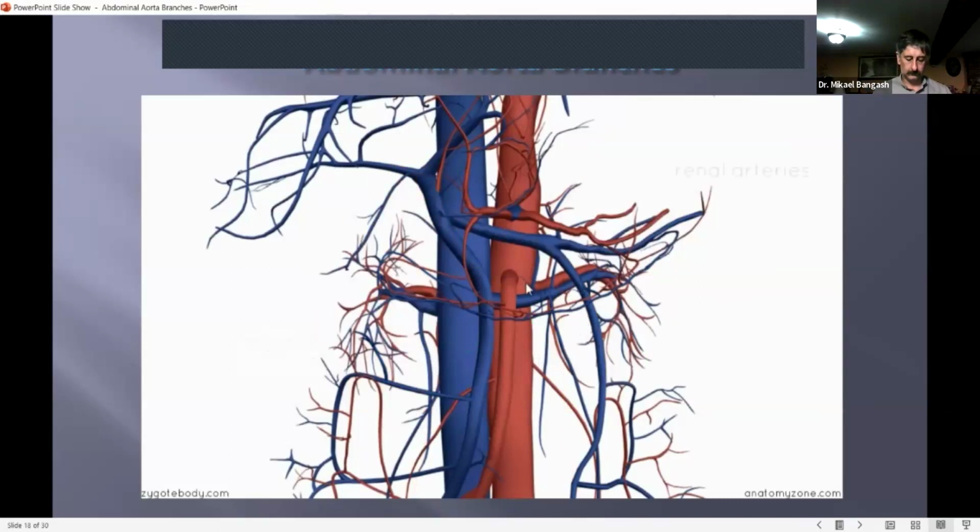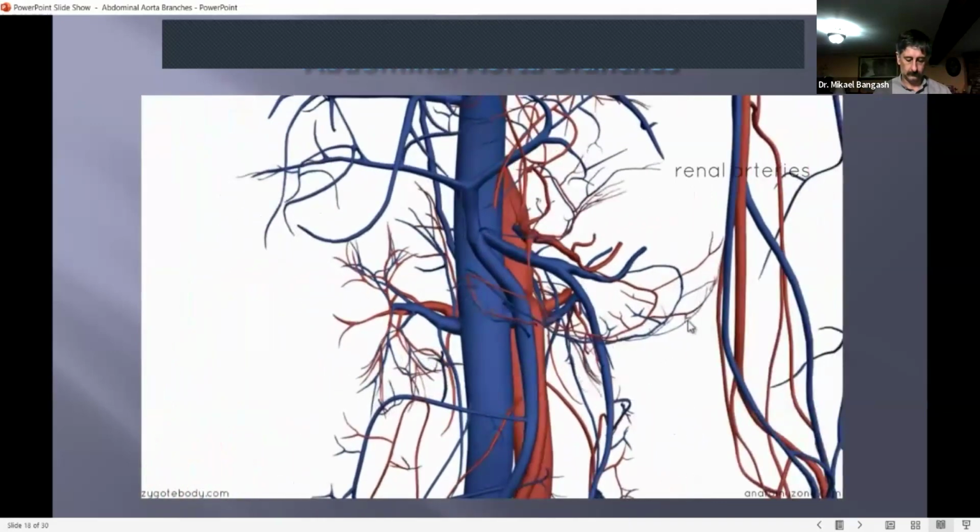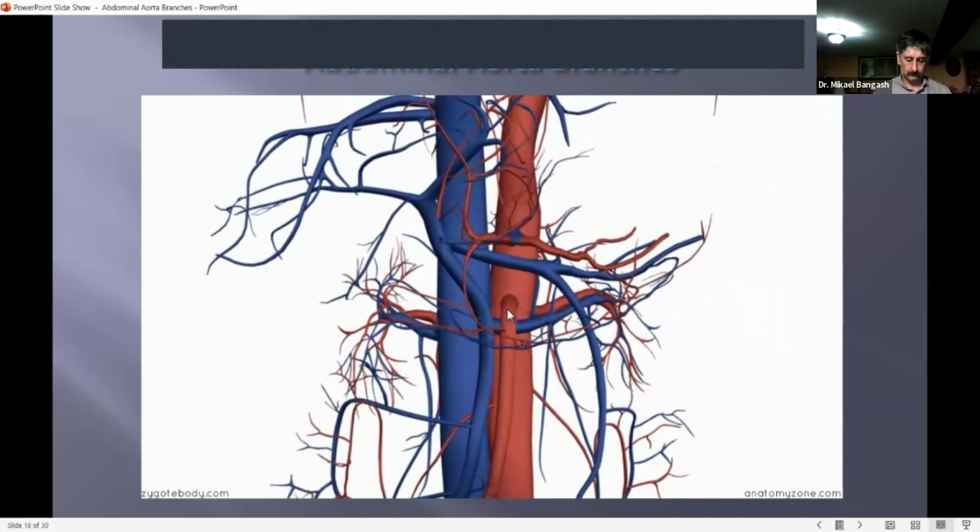Also at the level of L1 you've got the renal arteries. You can see these arteries coming off the side of the aorta, just a bit behind the superior mesenteric artery. One thing to point out also is that the duodenum has this C shape, and the inferior part of the duodenum actually passes underneath the superior mesenteric artery.